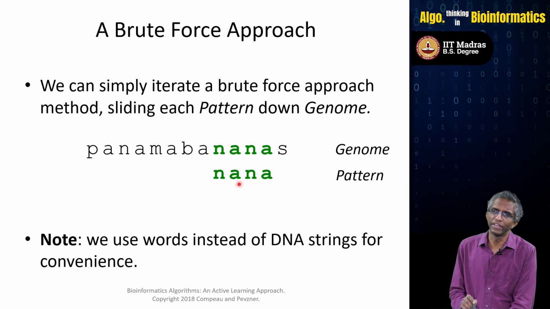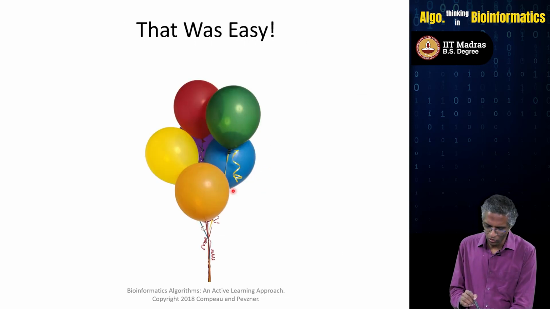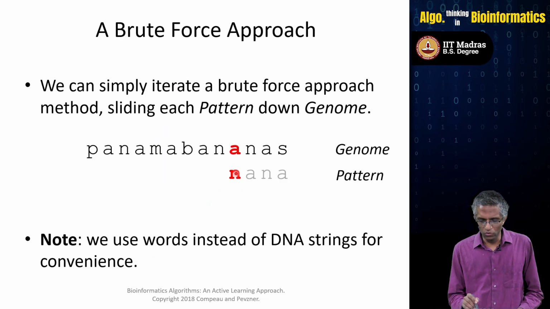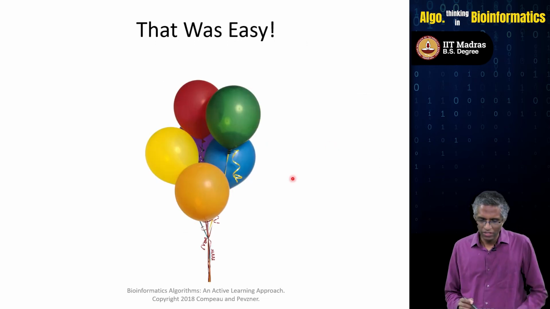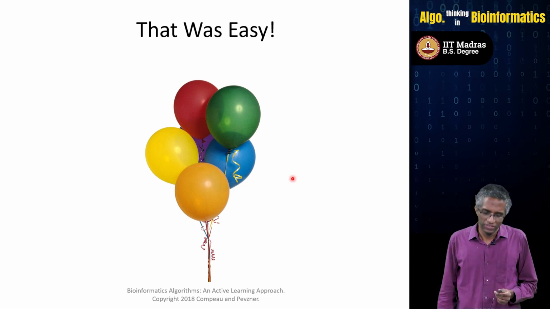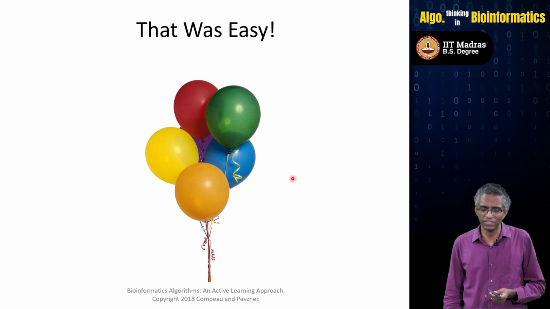So you have NA, which is matching, and then all the other locations are not matching. The location where it matches is 1, 2, 3, 4, 5, 6, 7, 8, 9. So the 9th location in the genome is where Nana matches. And that was easy, like we had said before. We would like to improve on this for it to have a better chance in the clinic.